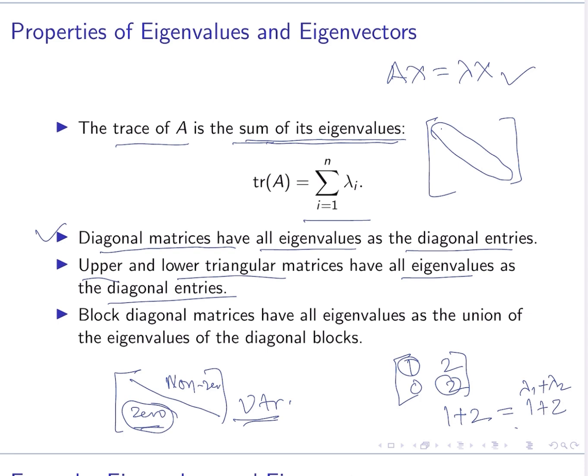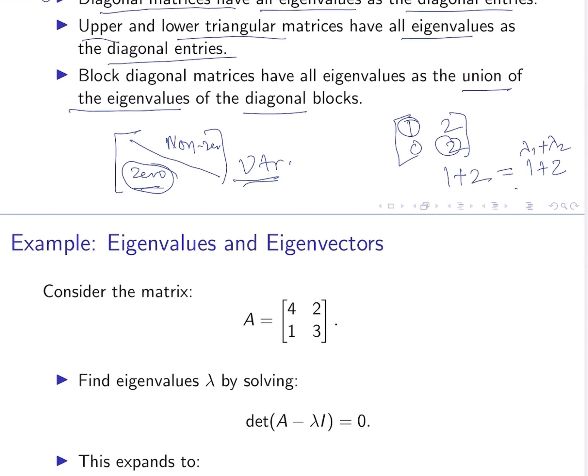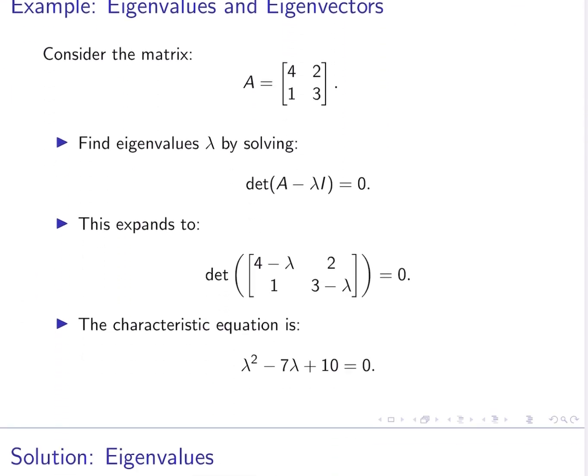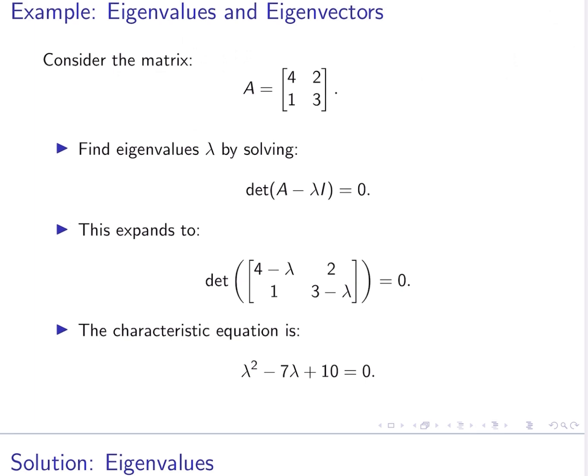Now another important remark here is, for a block diagonal matrix, the eigenvalues are the union of the eigenvalues of the diagonal blocks. Okay, so let us see one example. So, eigenvalues and eigenvector example. So let us say A is the matrix 4, 2, 1, 3.